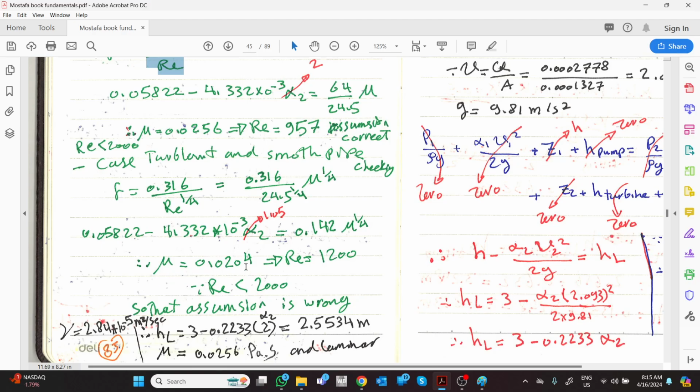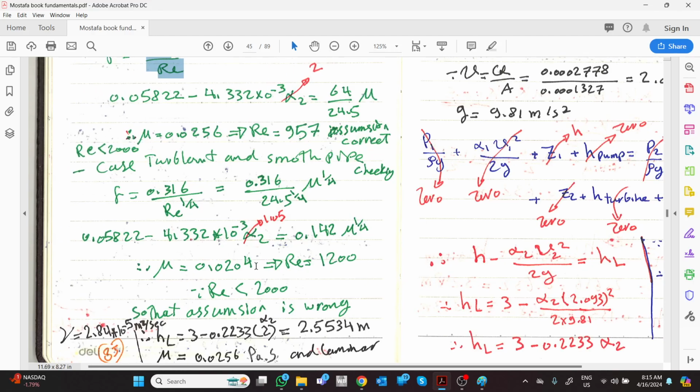So you will get mu, apply mu in Reynolds number. You will get what the Reynolds number will be. It is 1200. When it is 1200, it is less than 2000. Our case is turbulent, and it is less than 2000, so this assumption is wrong. So the other answer is correct, and mu is equal to this number.